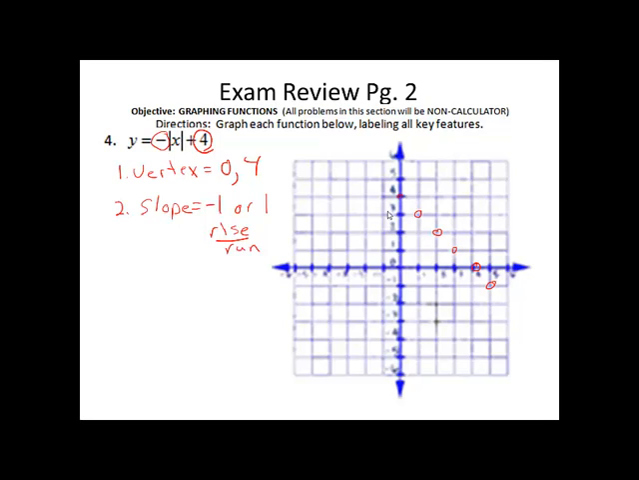So we need to have a negative over a negative, which is going to be a positive, or a negative 1 over a negative 1, right? So we're going to go down 1, left 1. So we went negative in the y, and we're going negative in the x. Down 1 over 1, down 1 to the left 1. I should be saying left. Down 1 to the left 1, down 1 to the left 1.